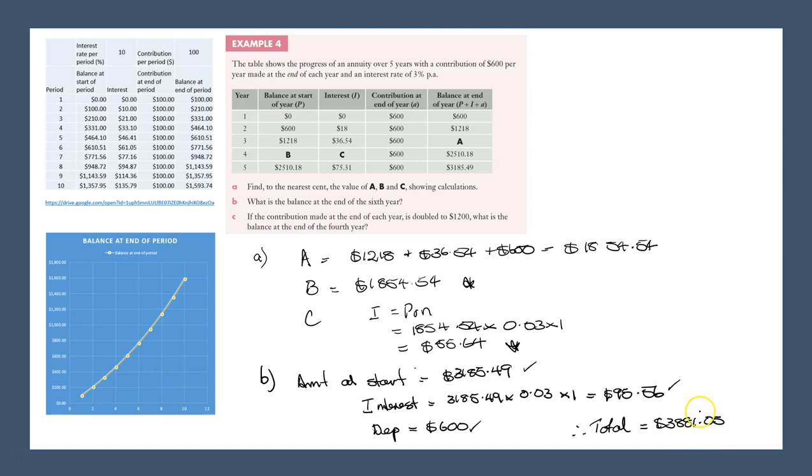$3,881.05. In Part C, it says if the contribution made at the end of each year is doubled, the 600 to 1,200, what's the balance at the end of the 4th year? All we simply need to do is to take that amount that is currently at the end of the 4th year and double it. So your answer for C is $5,020.36, simply doubling the amount that's there.